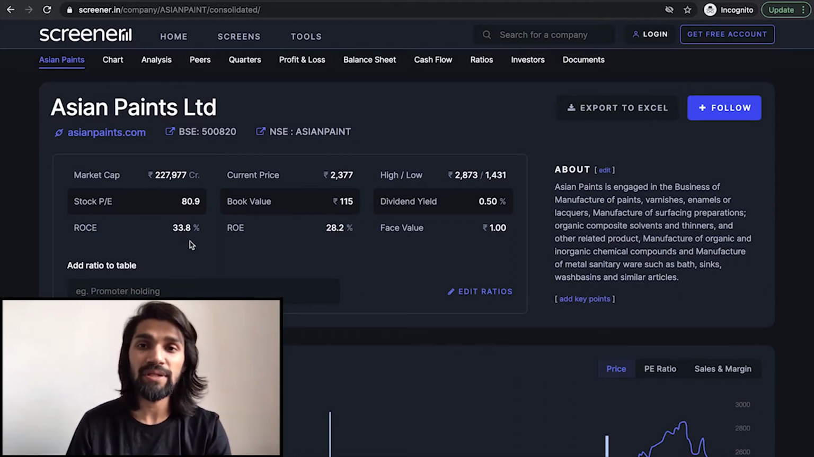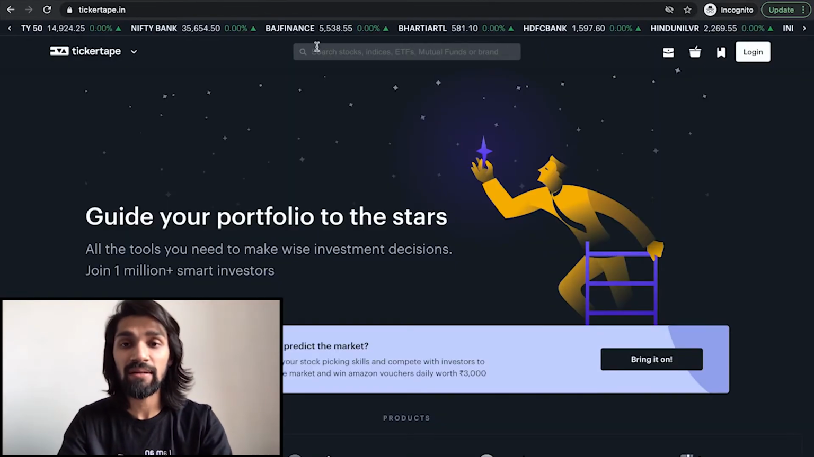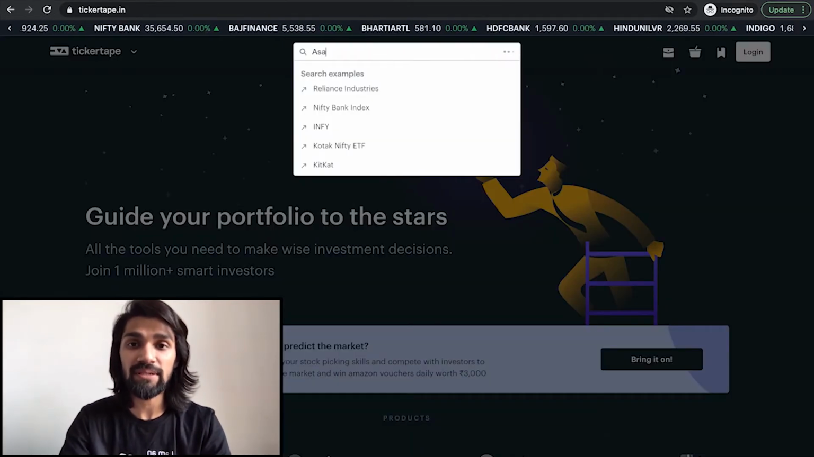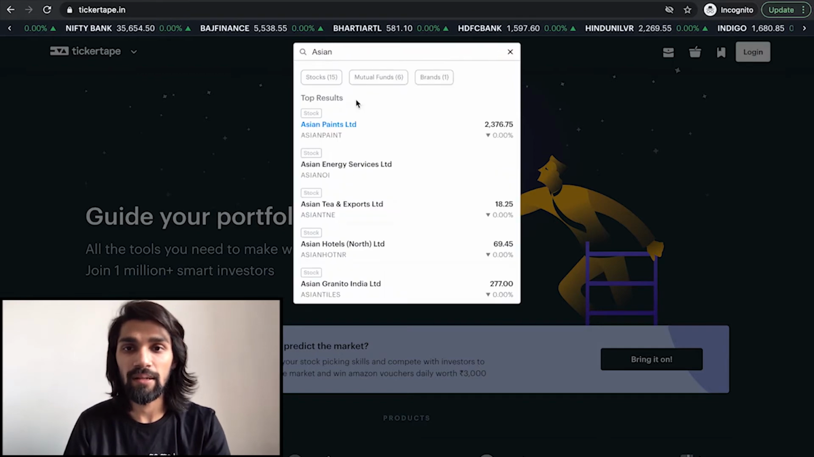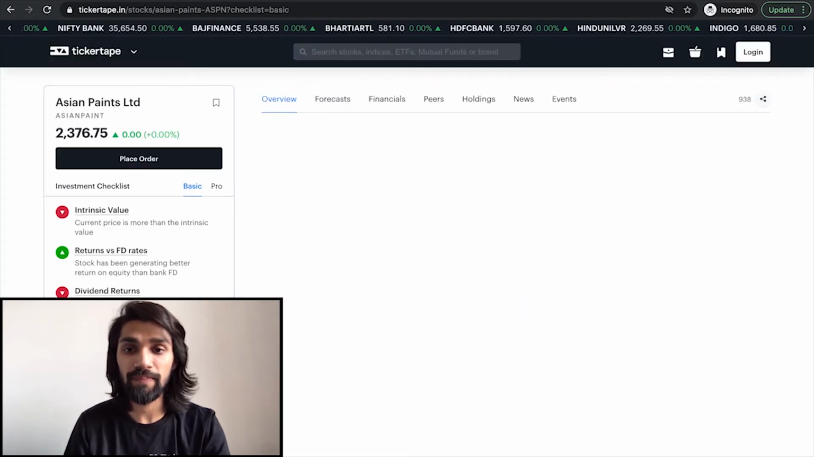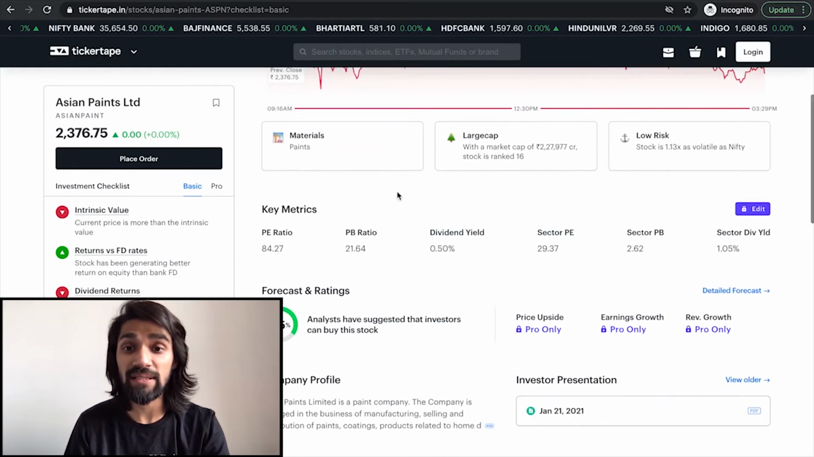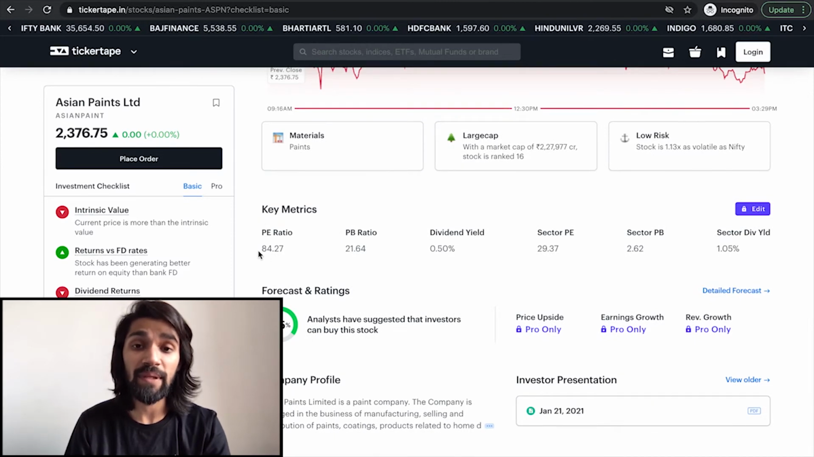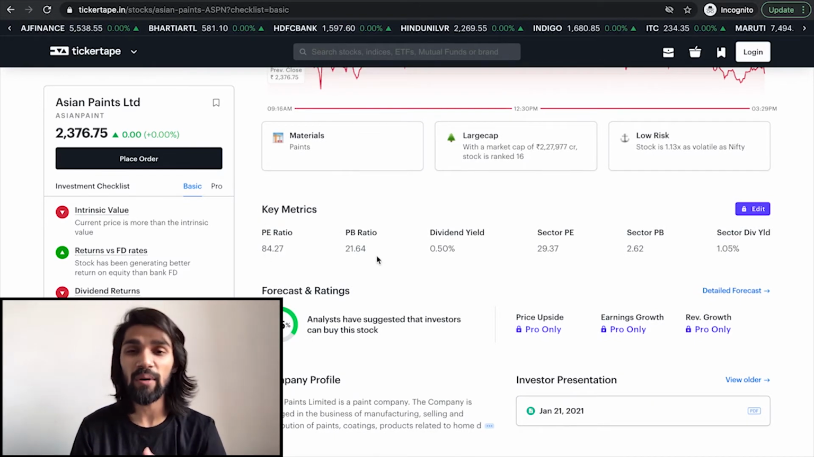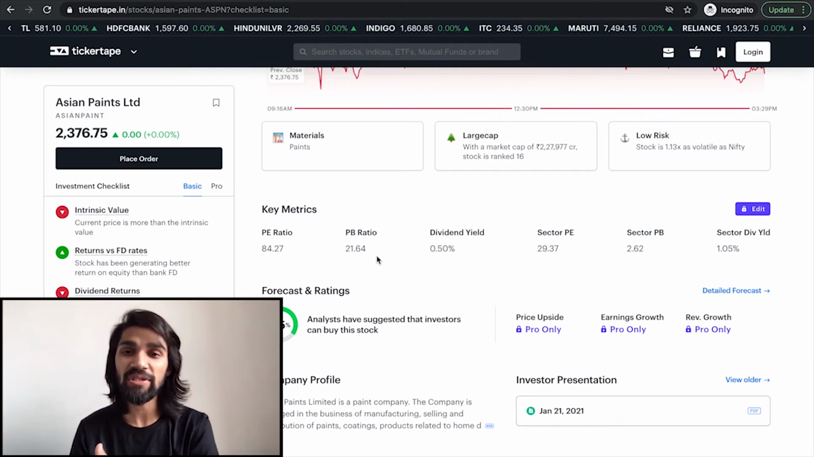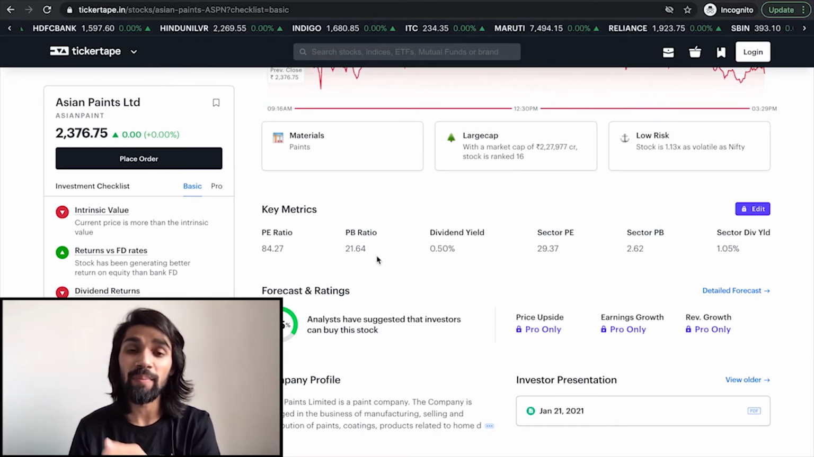For PE and PB ratio, I prefer Tickertape again. Let's type Asian Paints. PE ratio of Asian Paints is 84.27 and PB ratio is 21.64. How do we know these are good numbers? PE ratio and PB ratio do not really have anything called ideal numbers or benchmarks.